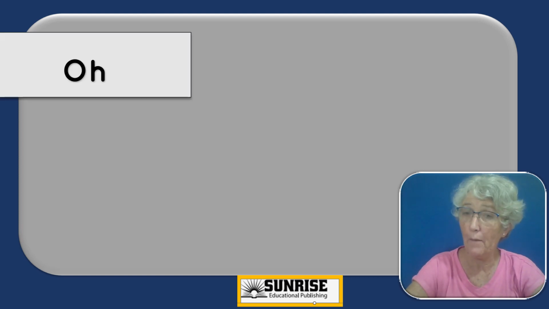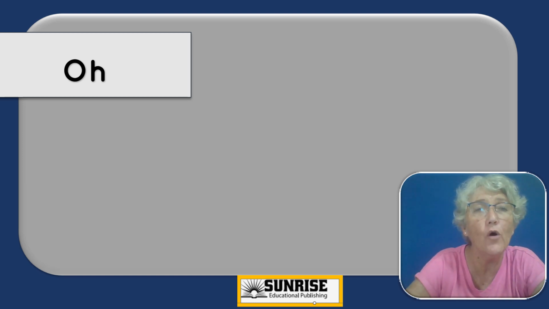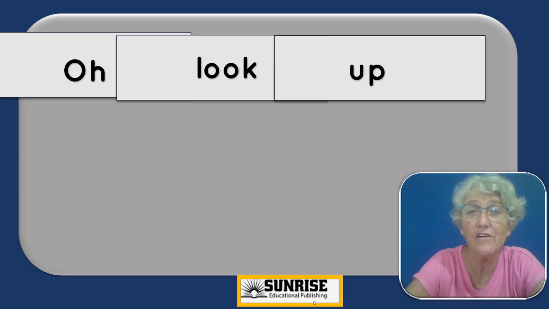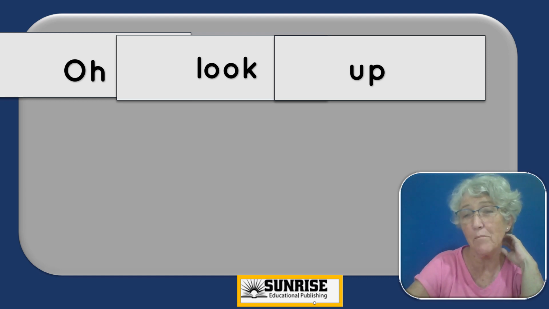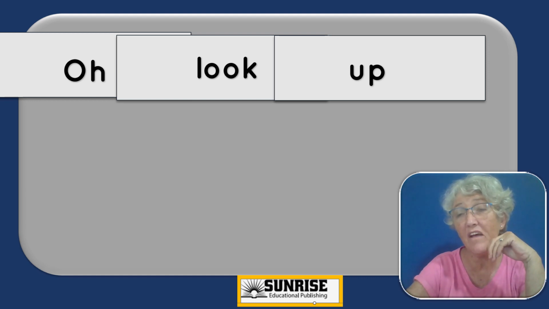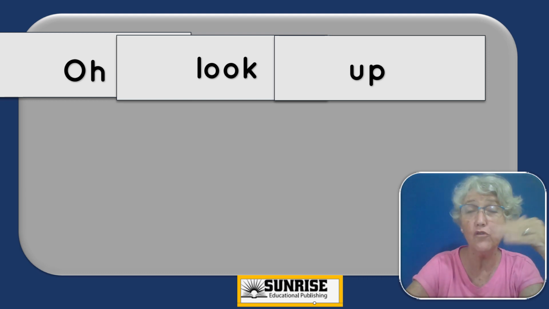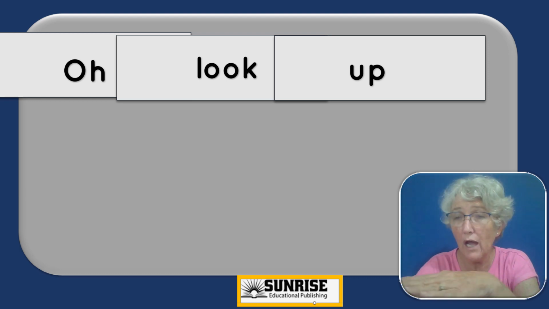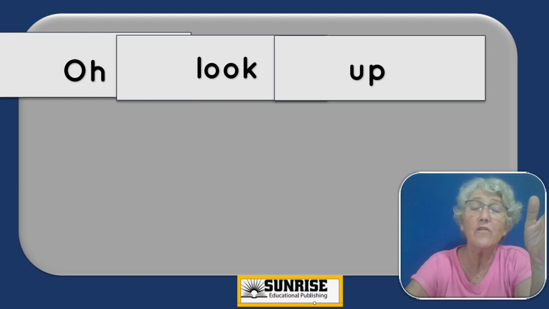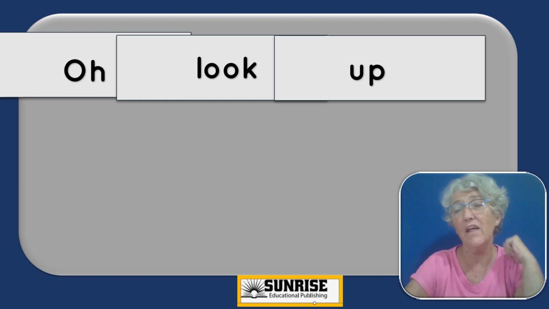O with a capital letter. Well done, because we always start a sentence with a capital letter. Well done. O, look, good. Up. Oh, look up. Who's going to be looking up? That isn't a full sentence. We have to tell someone or something to look up. Oh, look up. Can we try and say that smoothly together? Oh, look up. Good. We don't go, oh, look up. That's not a good story.